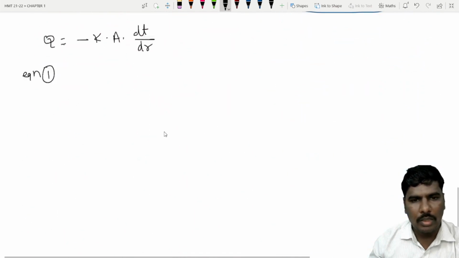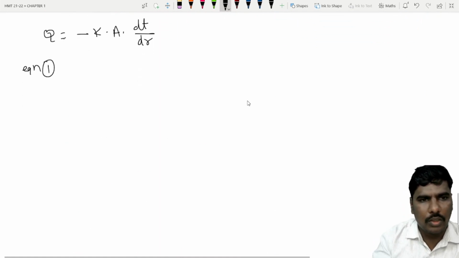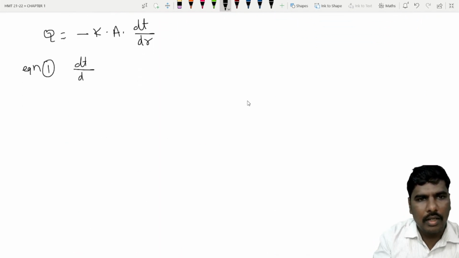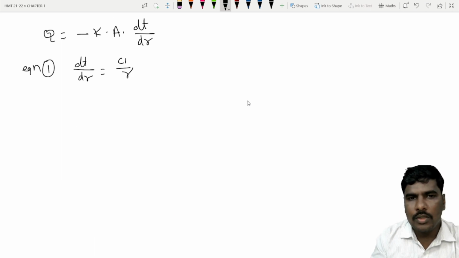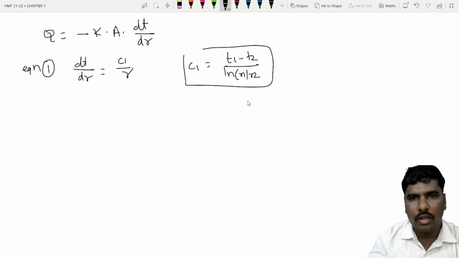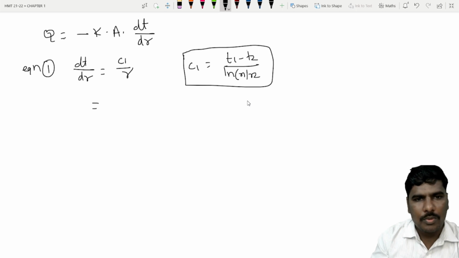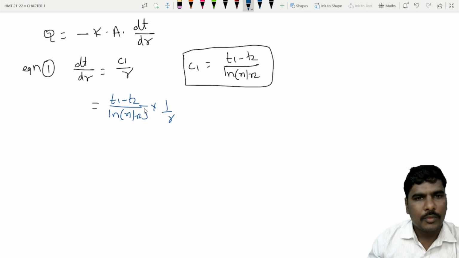We can solve this by 2 or 3 methods, so I will solve by 2 methods. From equation number 1, dT by dr is equal to C1 upon r. Now, what is the value of C1? We know the value of C1 is T1 minus T2 divided by ln R1 by R2. So I will put the value of C1 here, and keep 1 by r as it is. Now this is the value of dT by dr.